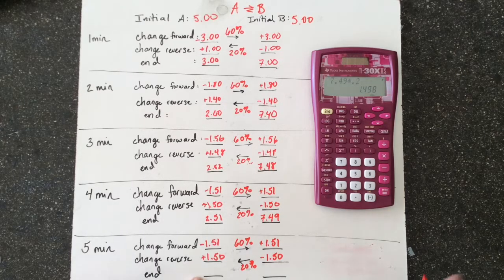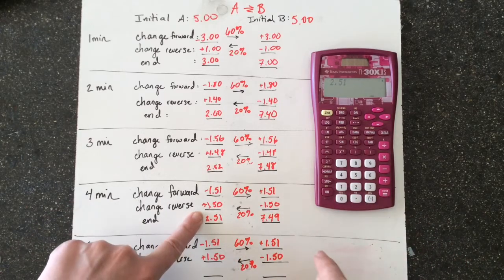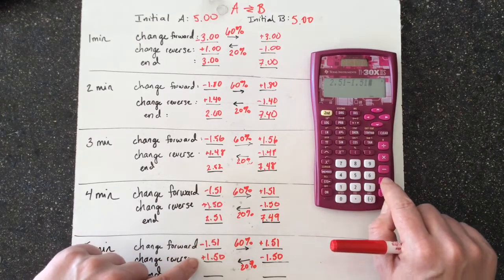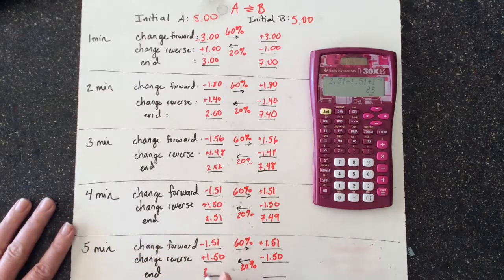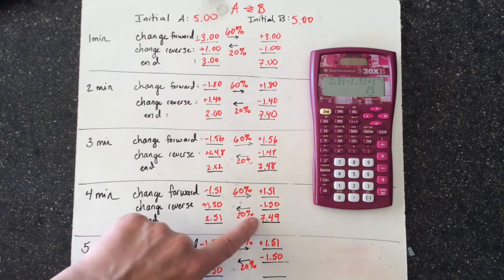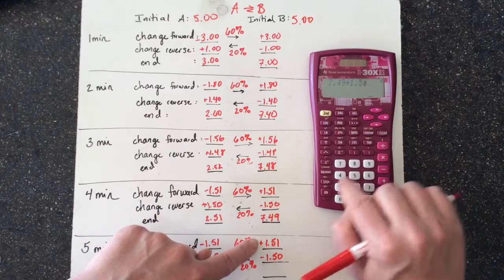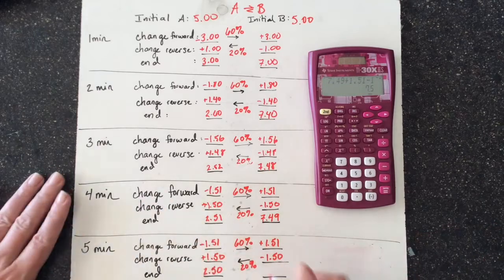But let's finish filling out this chart here. We have 2.51 moles of A. We are subtracting 1.51, and then we're adding 1.50, which gives us 2.5. And over here, 7.49 plus 1.51 minus 1.50 gives us 7.5.